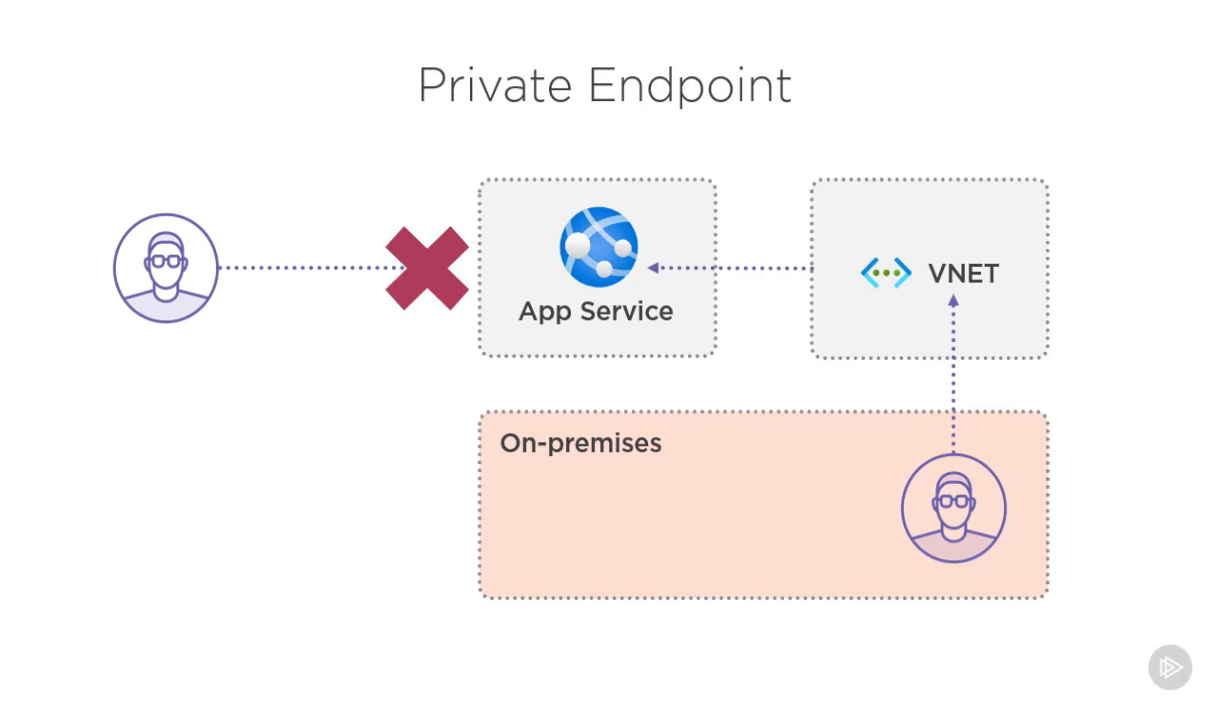There's also a newer feature of App Service called Private Endpoints that allows your App Service to have a private IP address in your own Azure Virtual Network. This eliminates exposing your App Service to the internet and makes it only available from on-premises networks that connect to the VNet using a VPN or ExpressRoute connection.